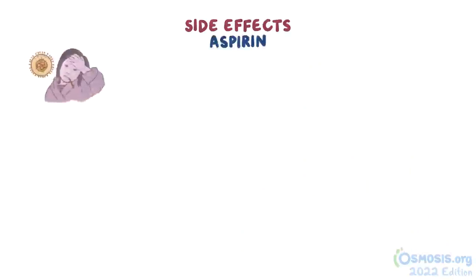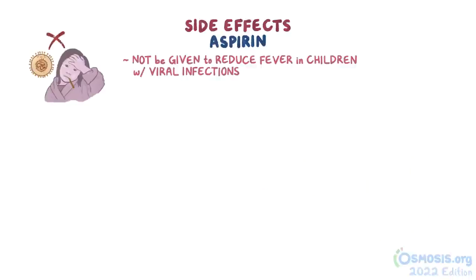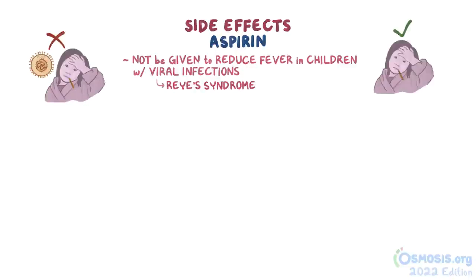For medicine-specific side effects, aspirin needs special attention. First, it should not be given to reduce fever in children with viral infections, as it can lead to Reye's syndrome, which is a condition characterized by liver damage and progressive encephalopathy. However, aspirin can be used in children to reduce fever in Kawasaki's disease. Next, an aspirin overdose can be fatal.